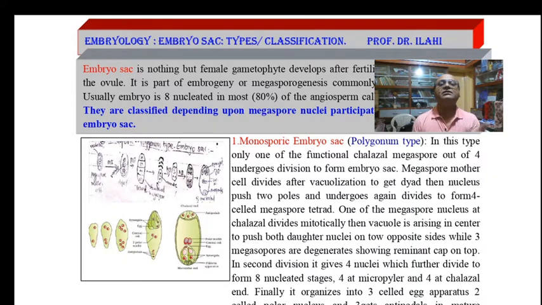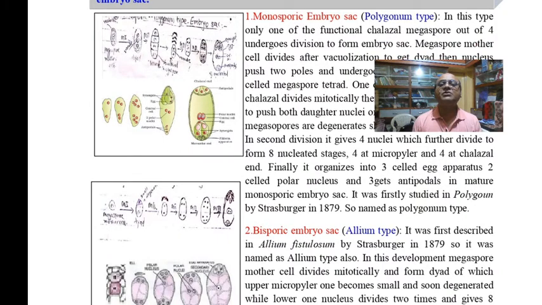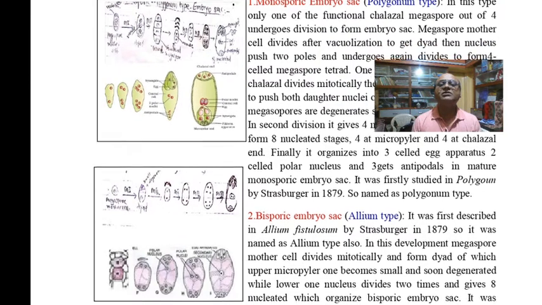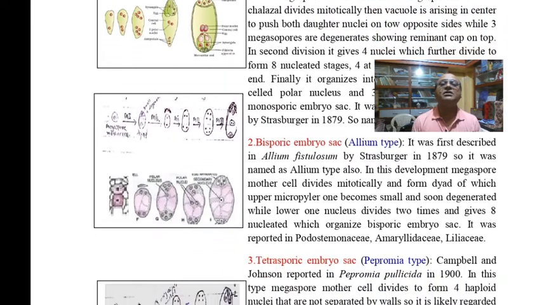We look at the next colored diagram. Then each of them divides to form 4, then 8, and they are reorganized as 3 plus 2 plus 3, and this is the monosporic type of the embryo sac. This monosporic type was first studied in Polygonum by Strasburger in 1879, so it is named the Polygonum type of the embryo sac.